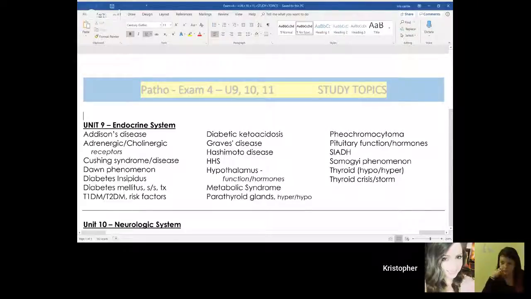So Amy, what are the adrenergic receptors called? Do you remember the adrenergic receptors?